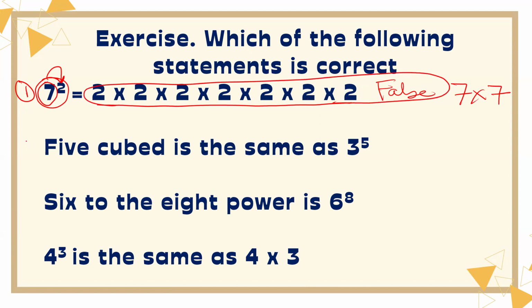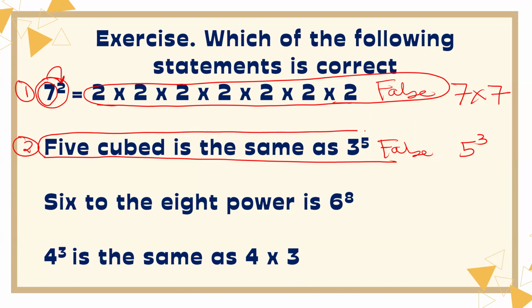Okay, very good. Number 2, 5 cubed is the same as 3 raised to the 5th power. Is it true or false? Everybody, is it true or false? Very good, that's false because 5 cubed is written as 5 raised to the power of 3. So this is false. Number 3, 6 to the 8th power is written as 6 raised to the 8th power.